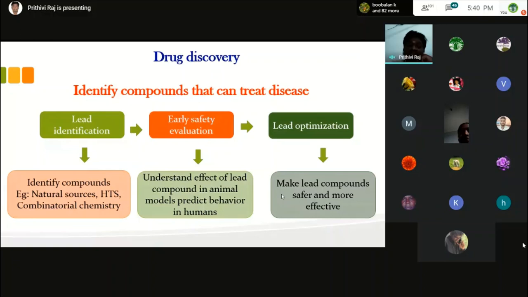And the final thing is lead optimization. That is the final step, to make the lead compounds safer and more effective.